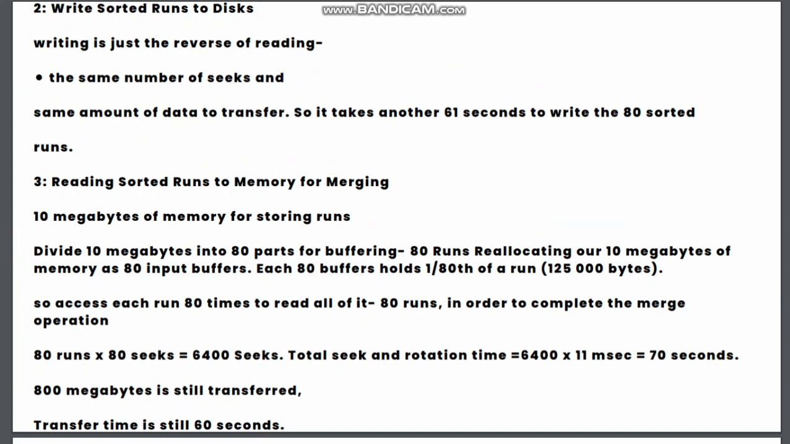In the third step, read sorted runs to memory for merging. We have 10 megabytes of memory for storing runs, which we divide into 80 parts for buffering the 80 runs, reallocating our 10 megabytes of memory as 80 input buffers. Each of the 80 buffers holds 1/80th of a run, which is 125,000 bytes.